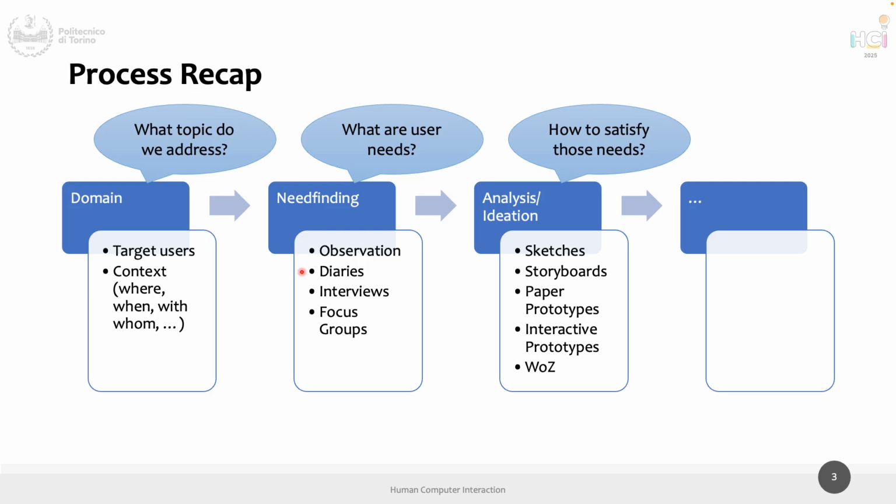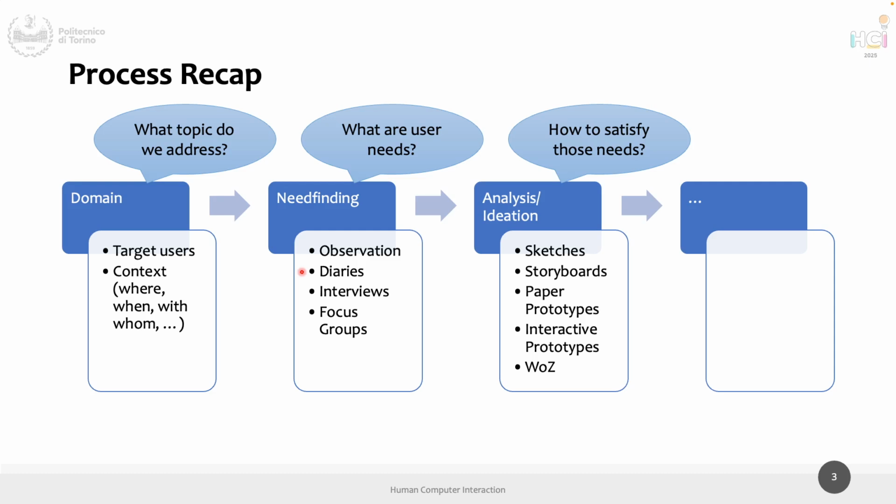Okay, good. So let's just recap again the process so far. You selected a domain as part of assignment 1. You selected a target user, you selected a context, be it school, home, gardening, whatever. And then you did need finding in the past weeks, and we also explained to you different ways to do need finding, including observation and interviews.